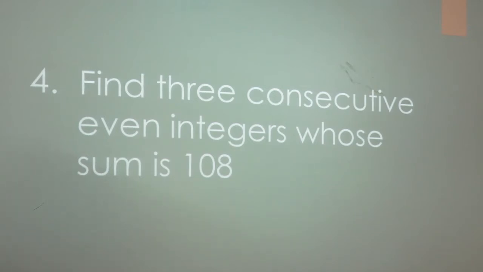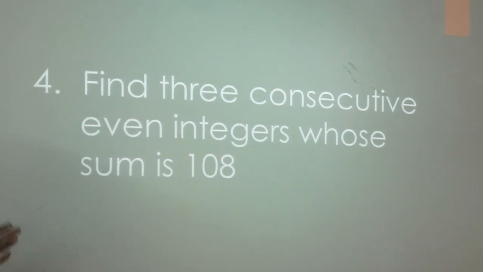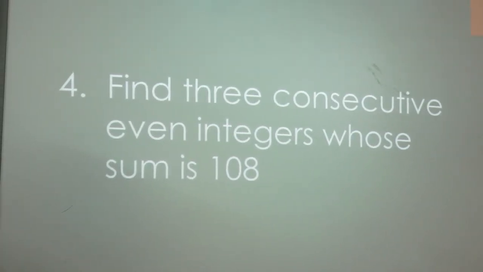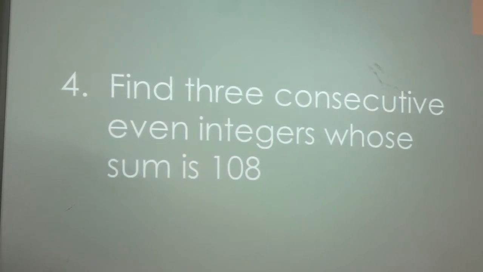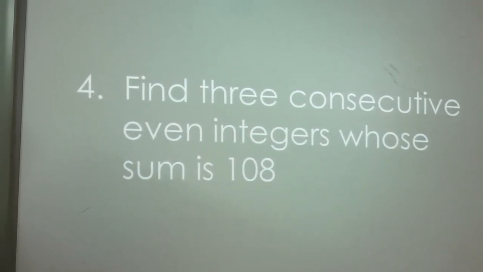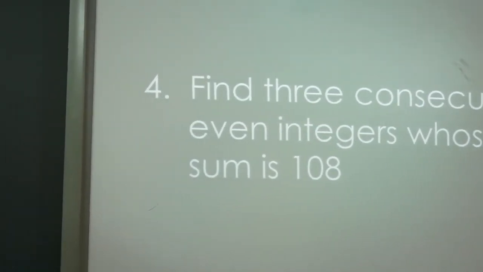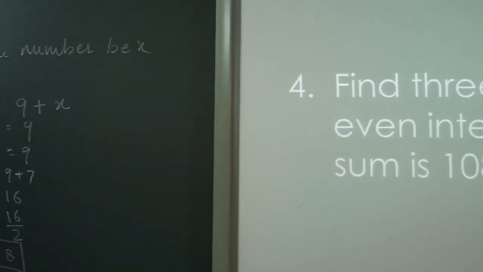So how did I get 6? When to this 4, I add 2. After 6, what is the next even number? 8. So how did I get 8? To this 4, I added 4. Okay. So this is the concept of getting consecutive even numbers.